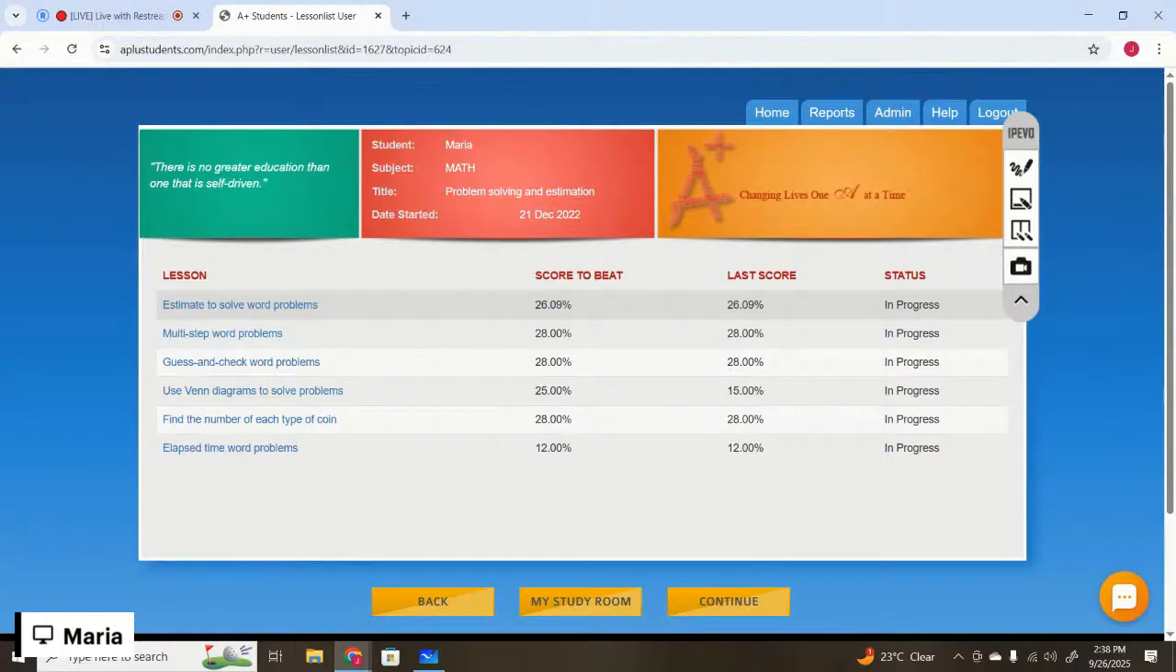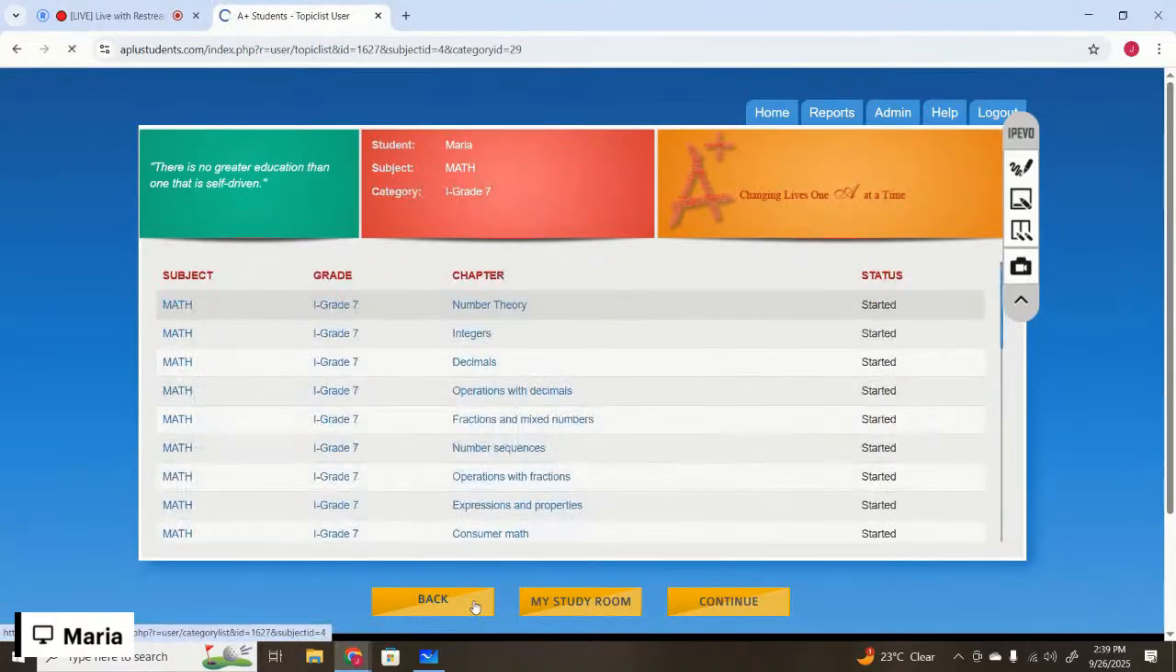So we were working on grade 7 math. The chapter we were working on is problem solving and estimation. The lessons we have covered today are estimate to solve word problems, multi-step word problems, and guess and check word problems. So please make sure before the next session you complete all the practice questions for the lessons we just did. That is your homework until the next session.